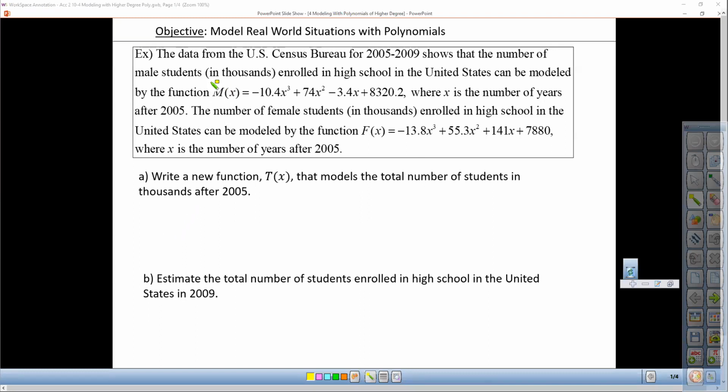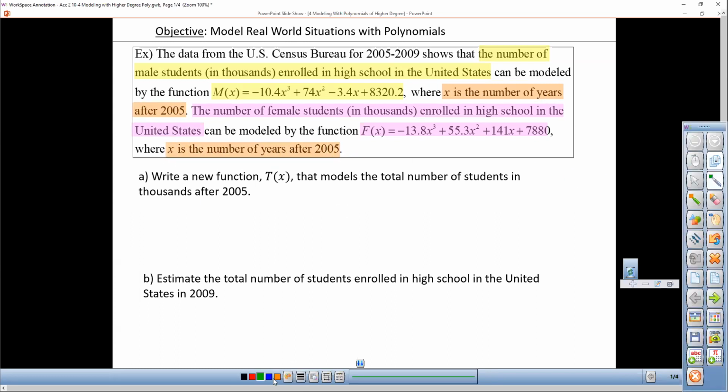So here we have this function m of x. And m of x, we are told, represents the number of male students in thousands enrolled in high school in the United States. Our other function here, f of x, we are told represents the number of female students in thousands enrolled in high school in the United States. We are also told in both situations, notice, that our x variable represents the number of years after 2005.